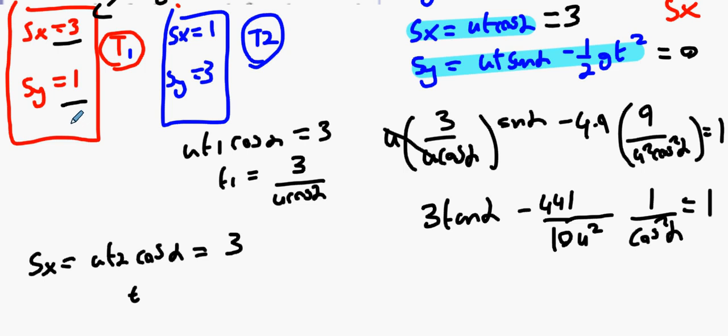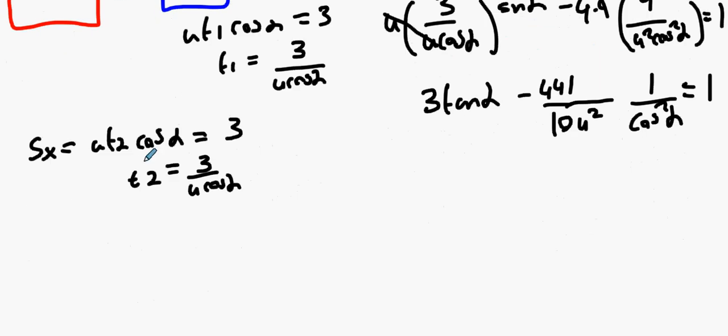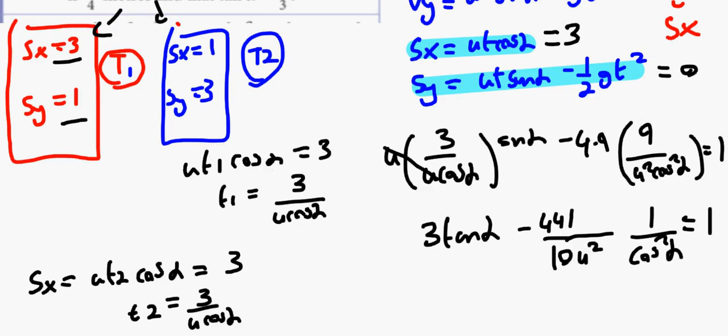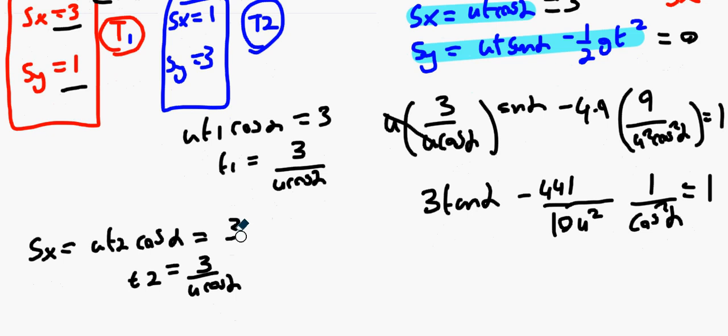Okay. T2 equals 3 over u cos alpha. Is that okay with you guys? Because you bring the u cos alpha underneath. I'm now going to insert that. Oh, it is, yeah. Oh, God. Thank you. Sx is 1 for the blue data. So it's 1 over u cos alpha. Thank you, Neil.